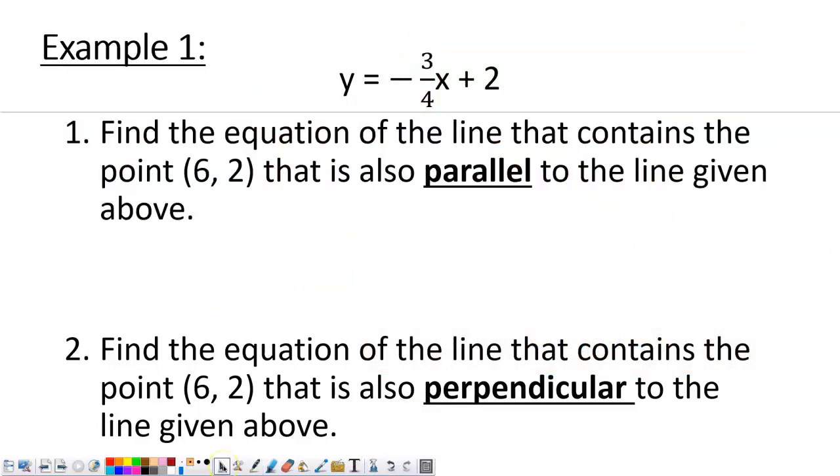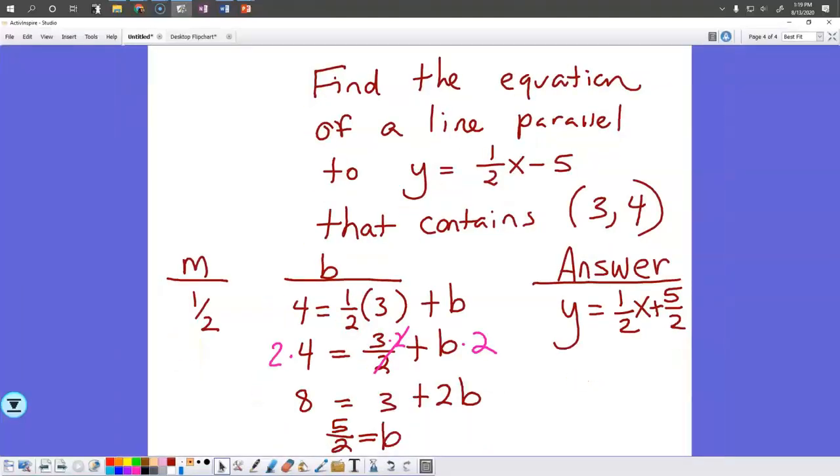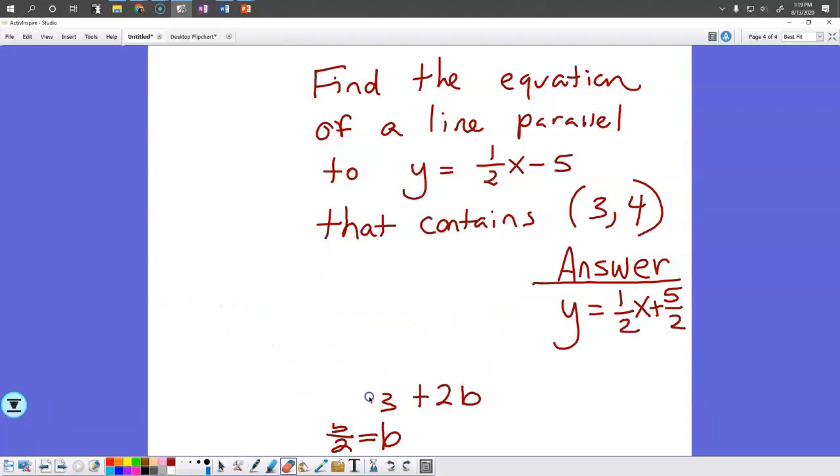And once again, I'm going to let you guys try one of these. So same question on the last slide here that you guys worked on. I want you guys to solve this same problem again. But this time I want you guys to find the equation of the line that's perpendicular.